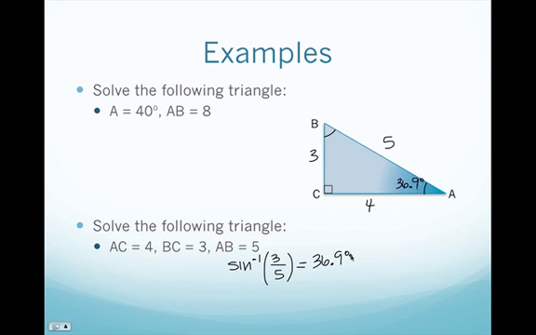So now that we have the measure of angle A, we already know that C is 90 degrees. So we don't need to use any more trig to solve this. We just have to subtract our angles off to get the measure of angle B. So angle B is going to equal 180 minus 90 minus 36.9. And when you type that into your calculator, you get that the measure of angle B equals 53.1 degrees.